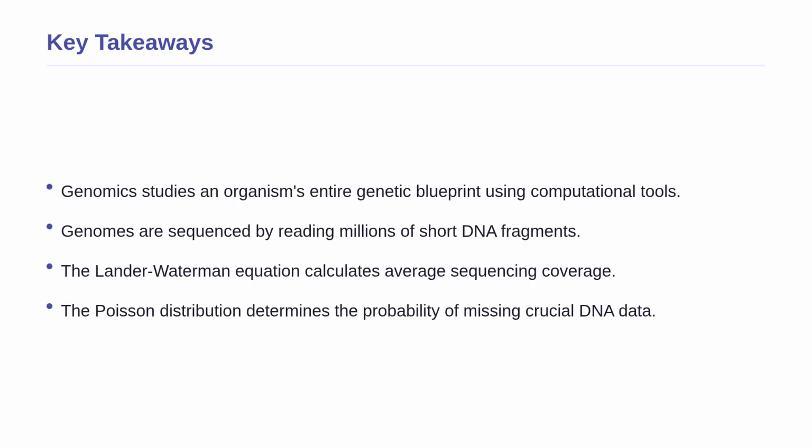We have covered a lot of ground today, so let us summarize the key takeaways. First, genomics is the comprehensive study of an organism's entire genetic blueprint, and it absolutely requires powerful computational tools to piece together massive amounts of DNA data. Second, we learned that genomes are sequenced by breaking them into smaller, readable fragments. Third, we used the Lander-Waterman equation to calculate average sequencing coverage, ensuring we collect enough data. Finally, we applied the Poisson distribution to understand the probability of missing data due to randomness.